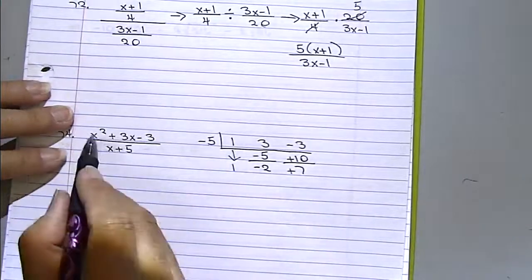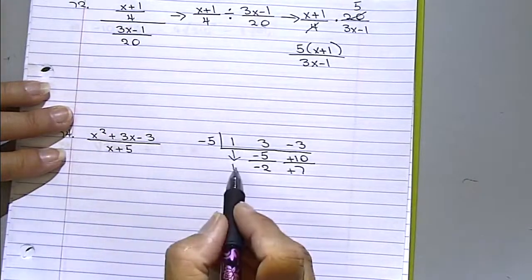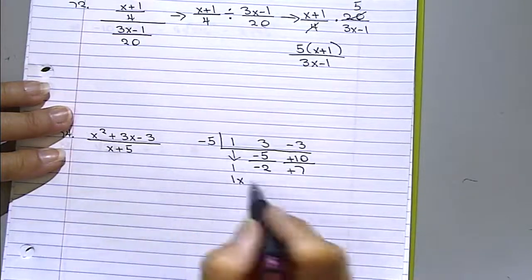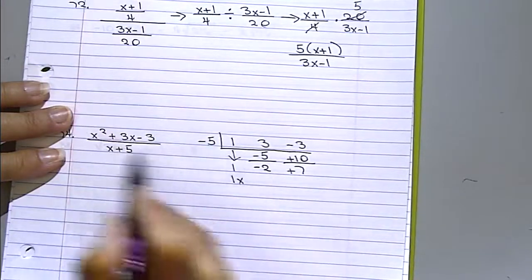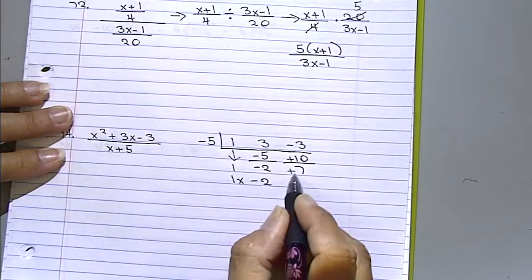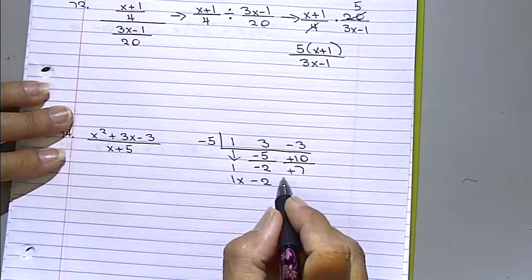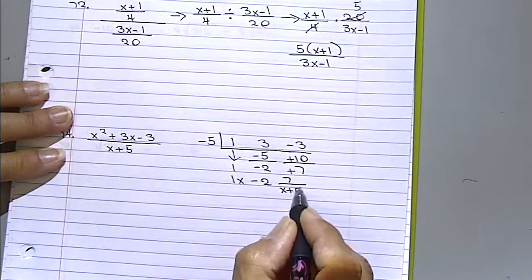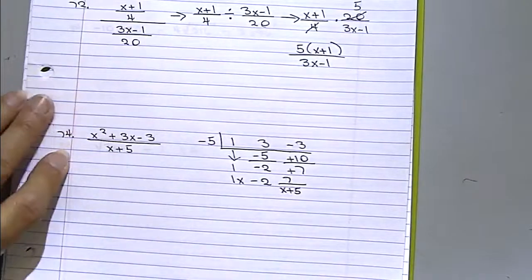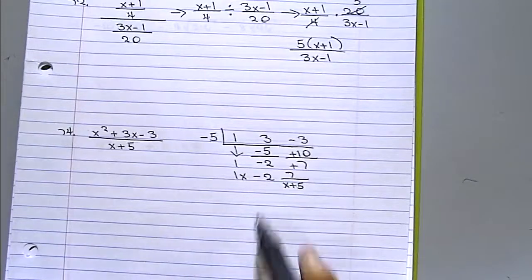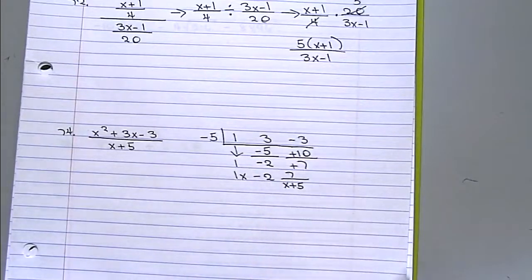What is my answer? Well, it started with x squared. So down here, I'm going to say 1x. I could just write x, right? And then I go down. I say, okay, then instead of an x term, it's just a plain number, minus 2. And this third one is the remainder. What's it over? Whatever you divided by, right? Up here, x plus 5. So it's really x minus 2 and a remainder of 7 over x plus 5.